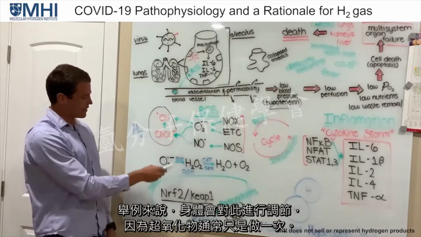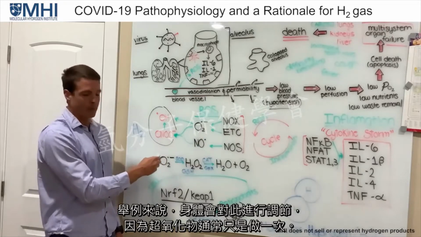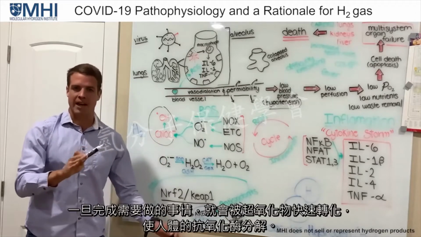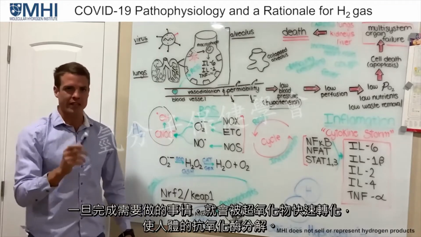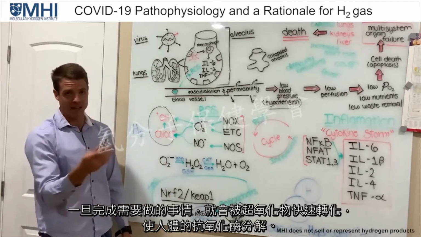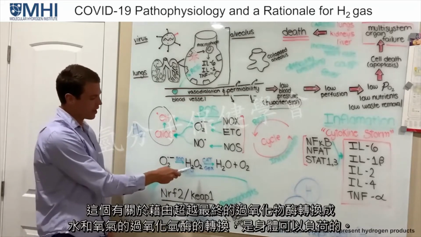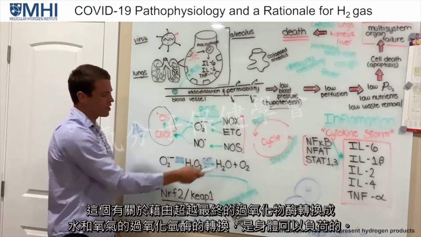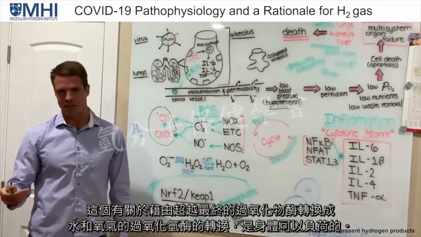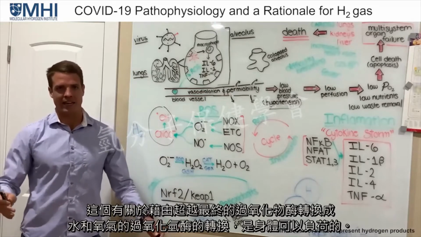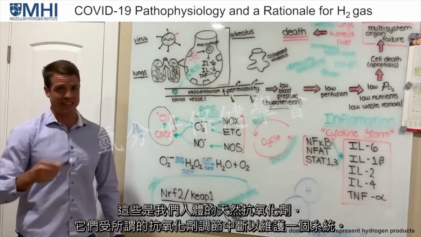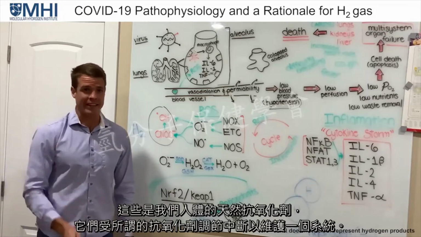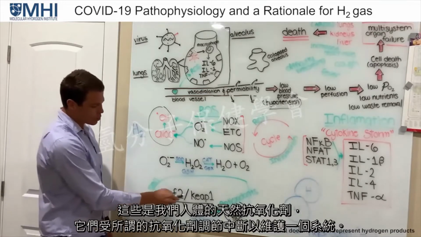But typically, let's talk about superoxide, for example. The body regulates this because superoxide normally, once it's done its magic, once it's done what it needs to do, is quickly converted by superoxide dismutase, the body's antioxidant enzyme, to hydrogen peroxide. That's converted to water and oxygen by, say, catalase or glutathione peroxidase. It's no problem. The body can take care of this. These are our body's natural antioxidants, and they are regulated by what's called the NRF2 KEAP1 system.